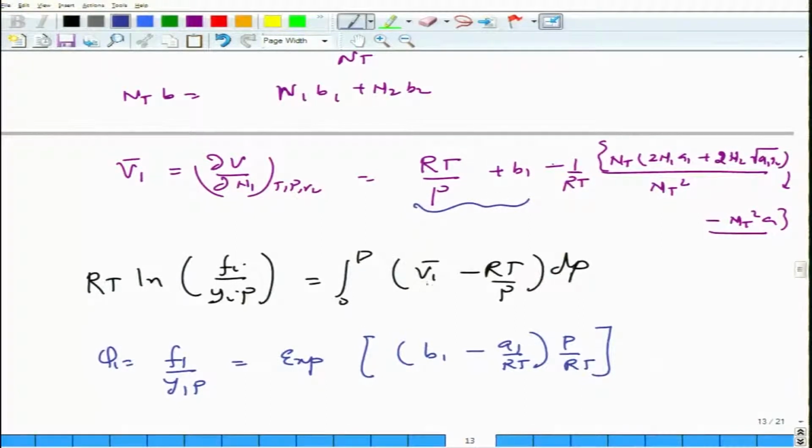So, if you plug in here, you got RT by P, which got cancelled, right, and then you can rearrange this expression. So, this is V1 minus RT by P. If you take this here, you actually got B1 minus 1 by RT. Okay. So, this is actually not the case.